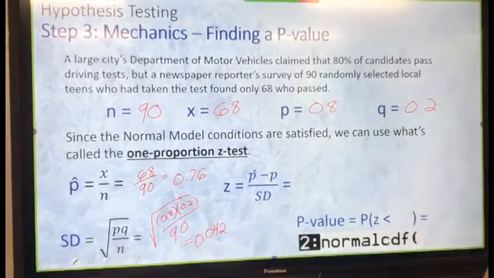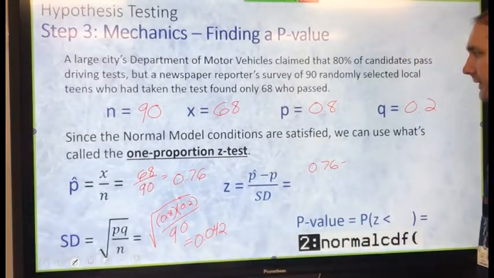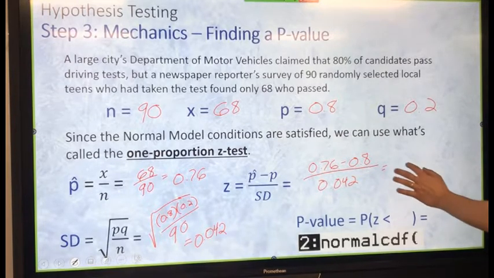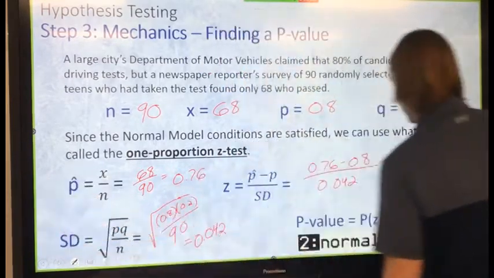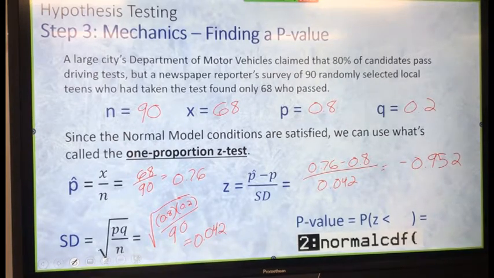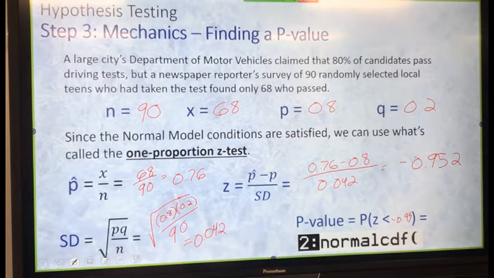And now let's find our z value. So our z-score is the p hat, 0.76, minus my p, 0.8, divided by the standard deviation of 0.042. So 0.76 minus 0.8 divided by 0.042 gives me negative 0.95. So now that I have my z value, I need to find my p-value by using that z table. So it's a negative 0.95, and you would just plug that into the chart.